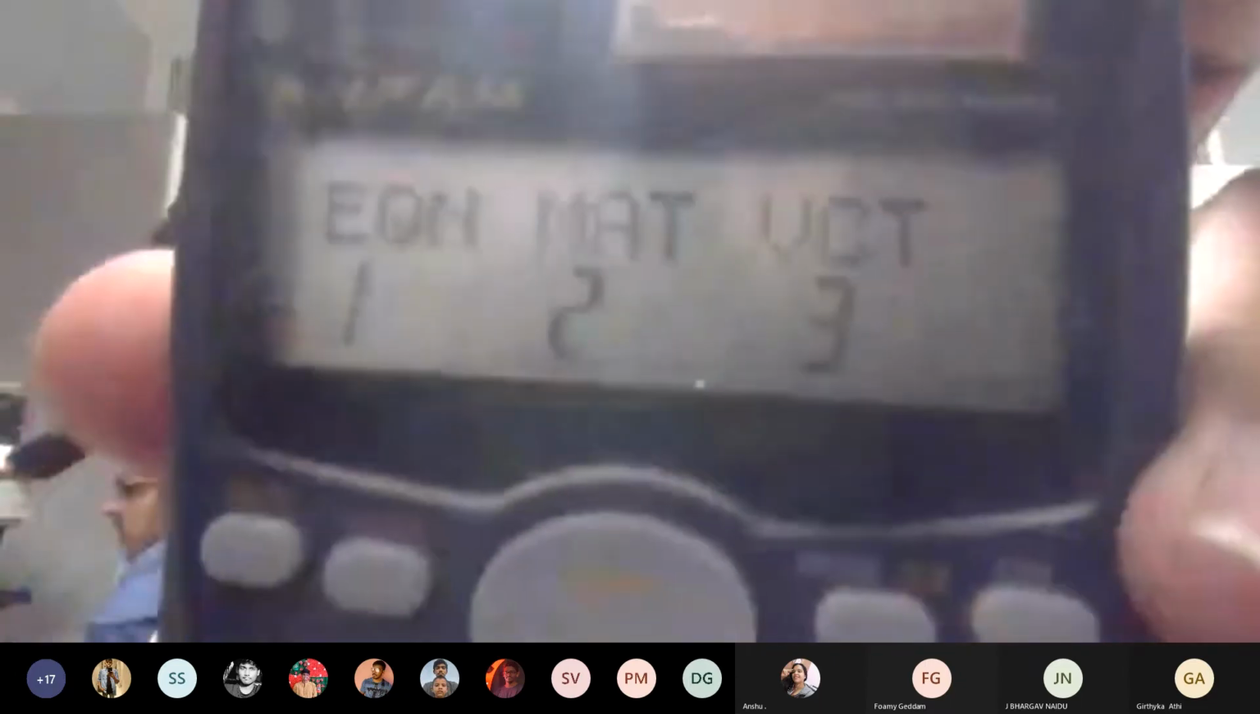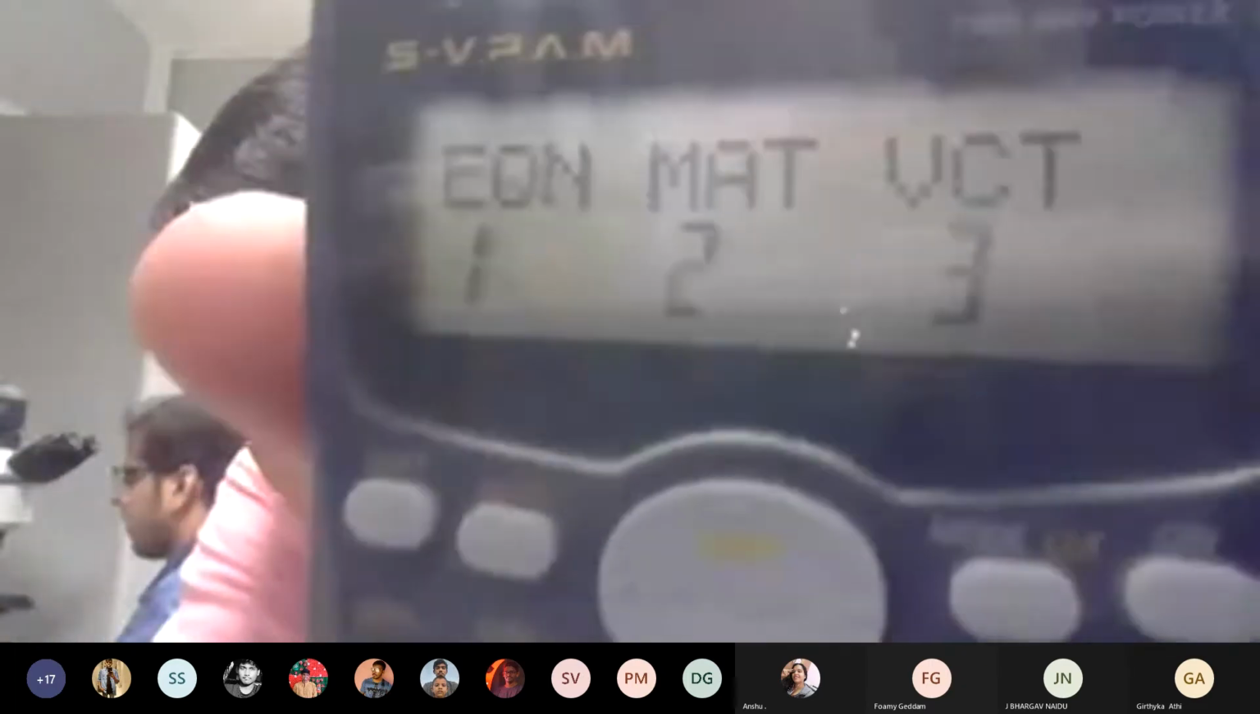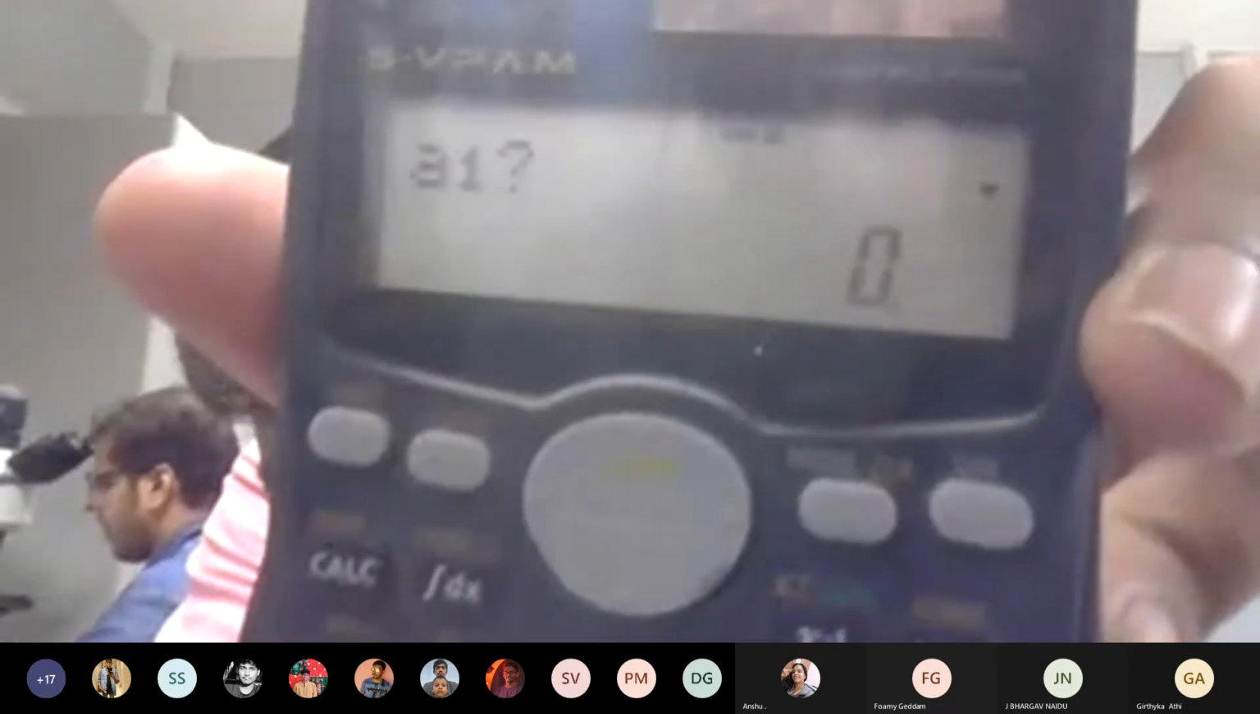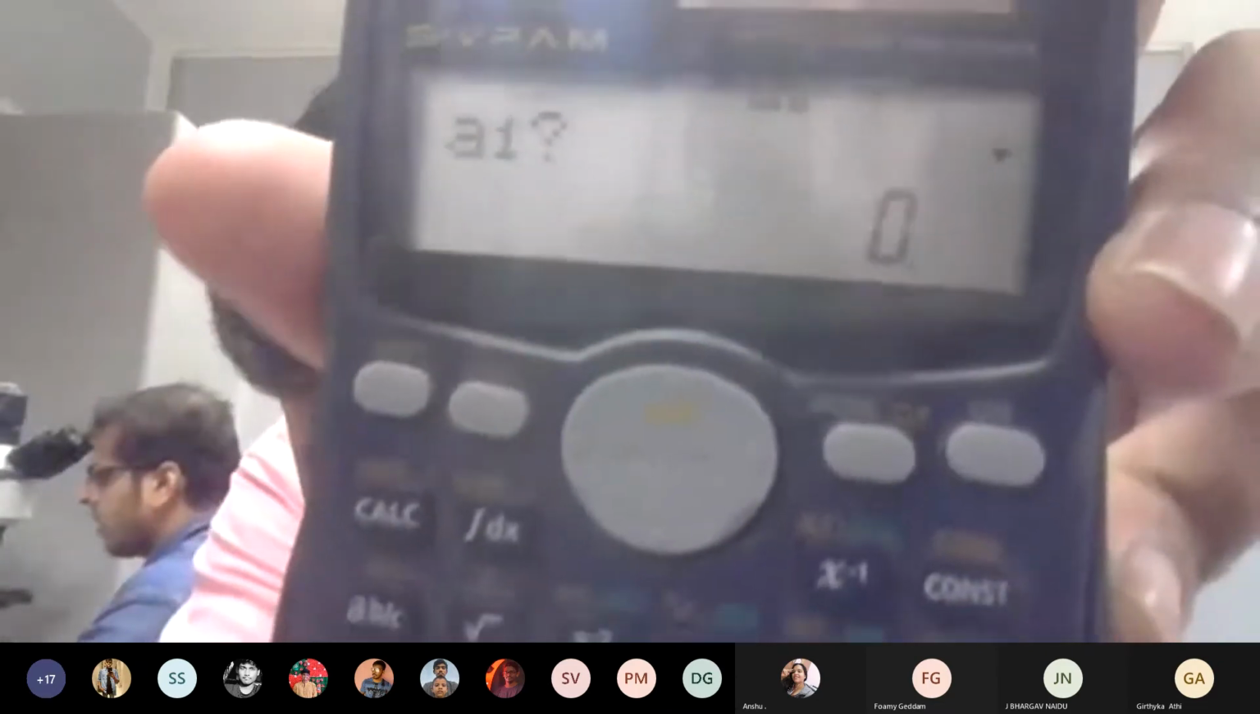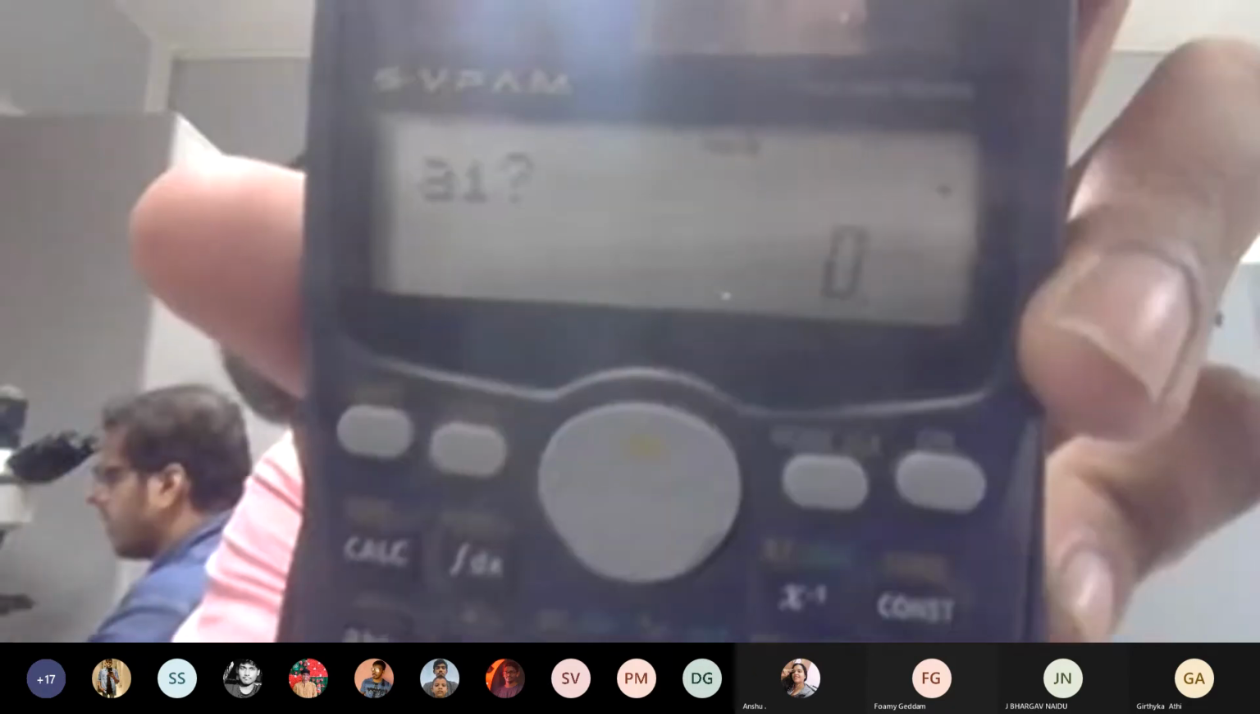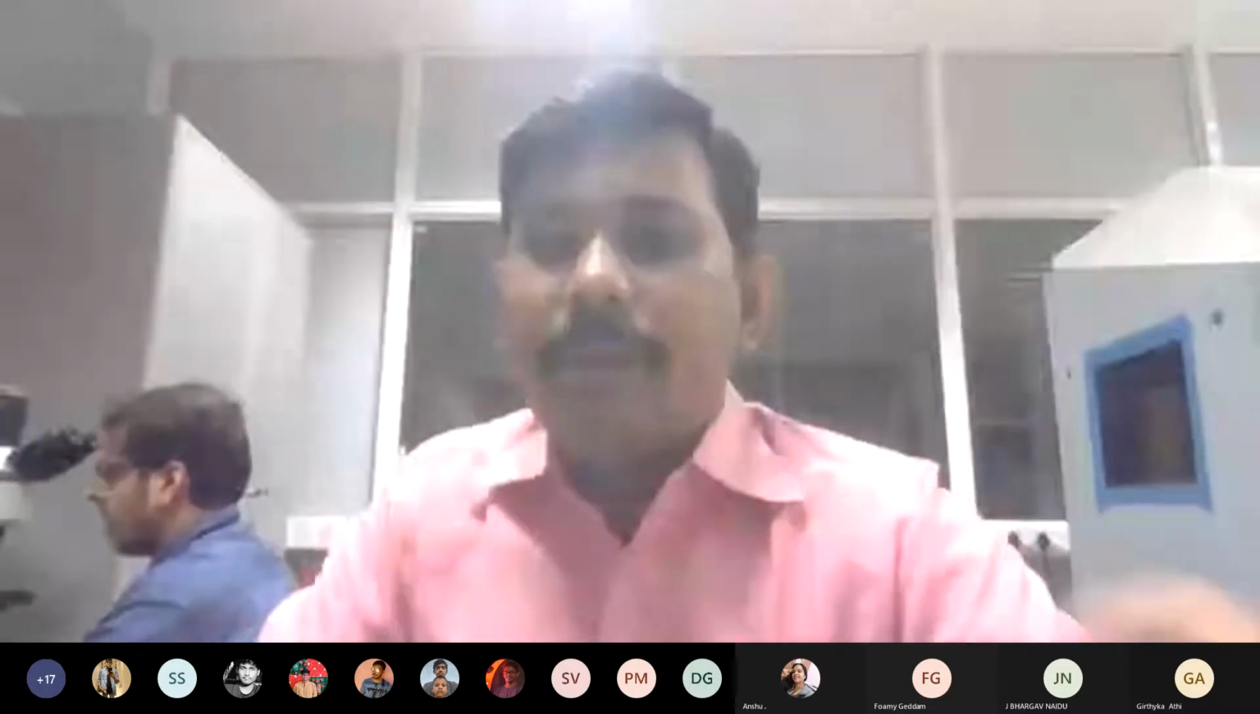And I am interested in this equation, matrix and VCT. Here you need to opt 1. By clicking 1, you will get unknown. We have 3 different unknowns, therefore click 3. It seeks A1, B1, C1, D1 till D3, and by giving the information related to the coefficients, we will get the results.